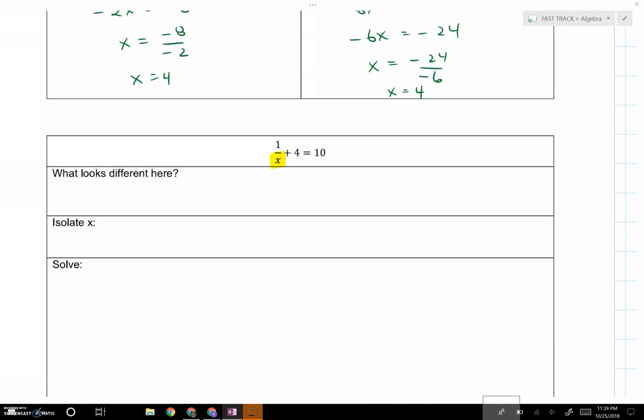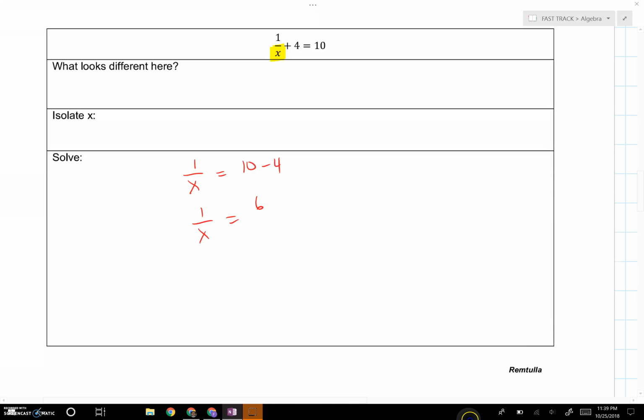So again, I want to isolate for x. That's my goal, to get x by itself. So I'm going to subtract 4. So my best method of approach is 1 over x is equal to 10 minus 4. So 1 over x is equal to 6. Well, that's great. If 1 over x is 6, then what do you think x is?